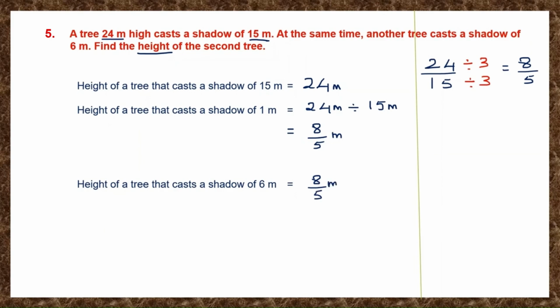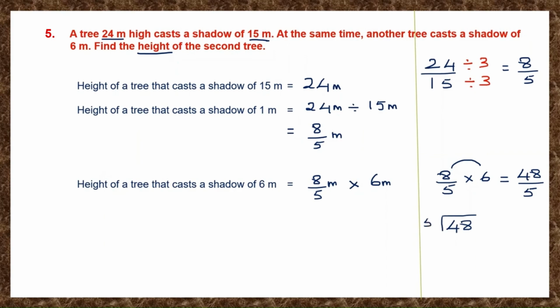So if we have to find the height of a tree that casts a shadow of 6 meters, we multiply this with 6 meters. So here we have 8 by 5 into 6. So let's do that. 8 by 5 into 6. Now there's nothing that we can cancel, so we'll multiply the numerators. 8 sixes are 48 divided by 5. So this is division of 48 by 5.